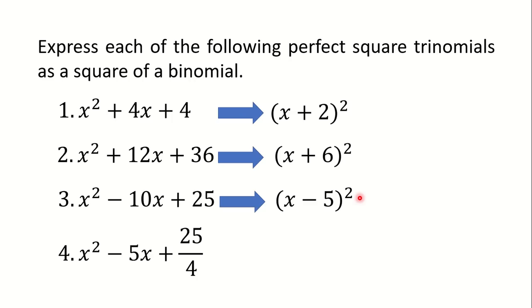Last example. x squared minus 5x plus 25 over 4. So, kunin natin yung square root nito. And that is 5 over 2. Square root ni 25 is 5. Square root ni 4 is 2. So, that is 5 over 2. So, therefore, our square of binomial is x minus 5 over 2 squared.